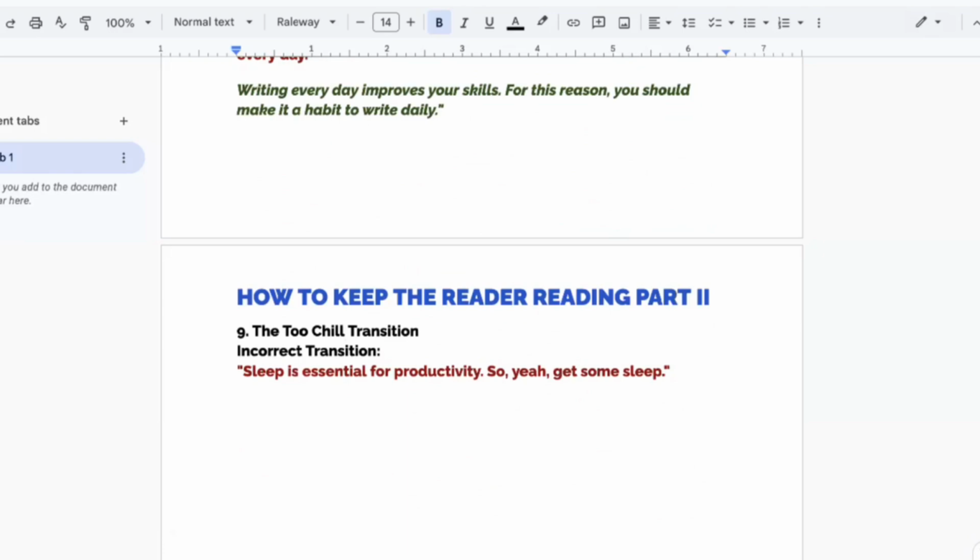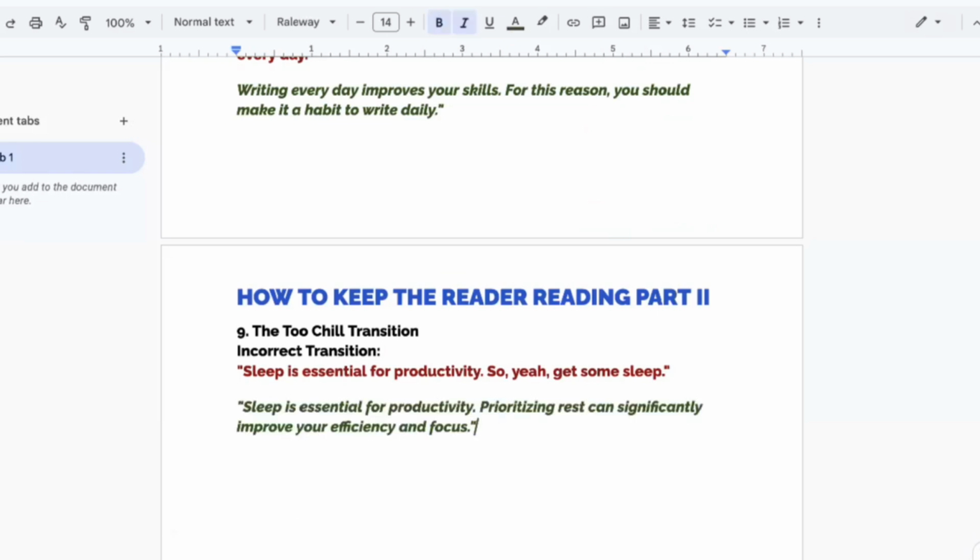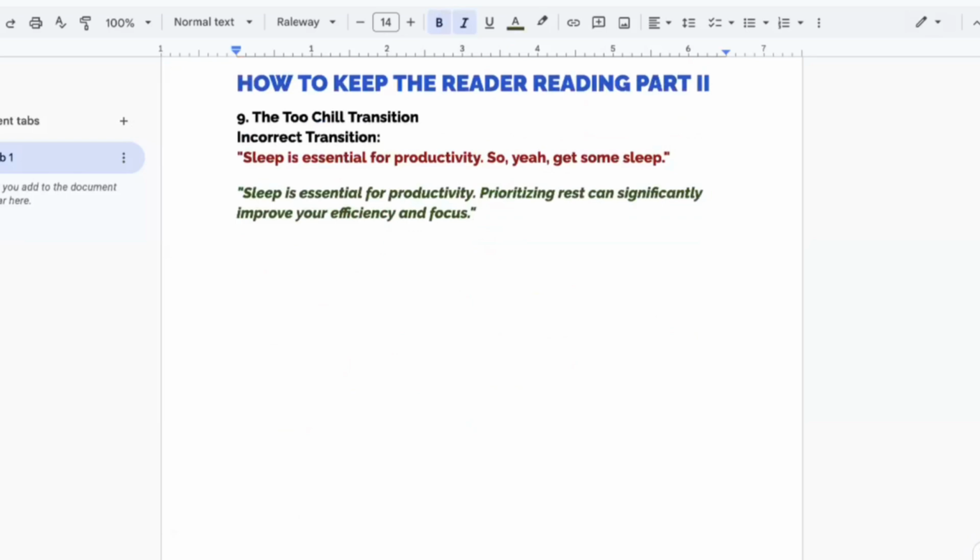So the way you can correct this is to maintain that professionalism and have a sentence like this one. Sleep is essential for productivity. Prioritizing rest can significantly improve your efficiency and focus. There we go. That sounds like how a thought leader would convey this sentence and the importance of sleep.